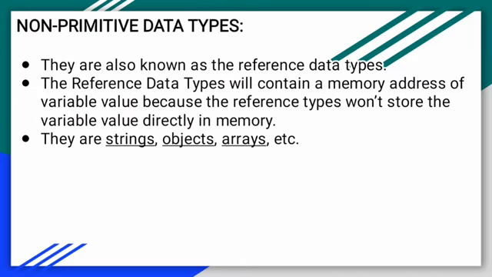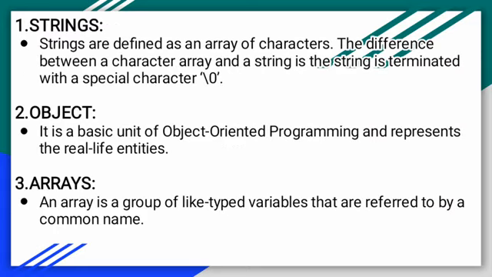So now non-primitive data types, they are string, object and arrays. This is a brief explanation of what we have discussed so far.